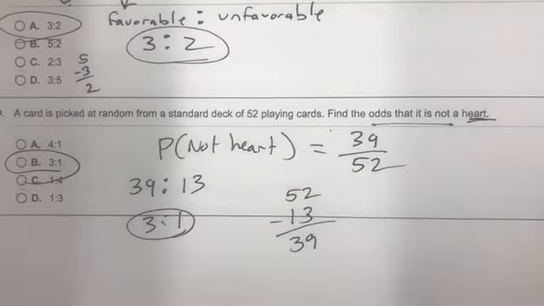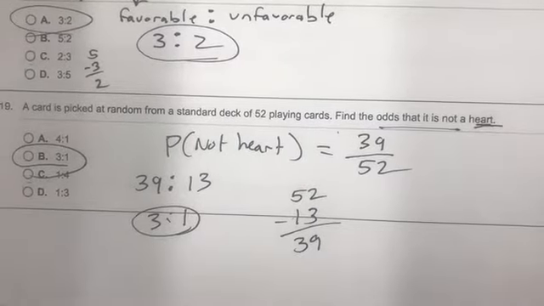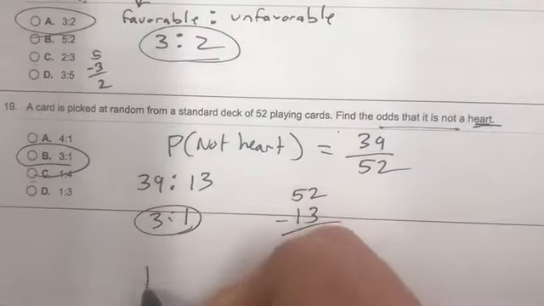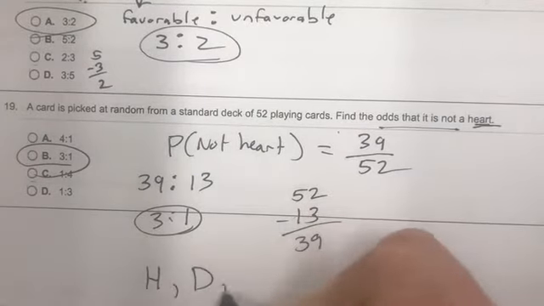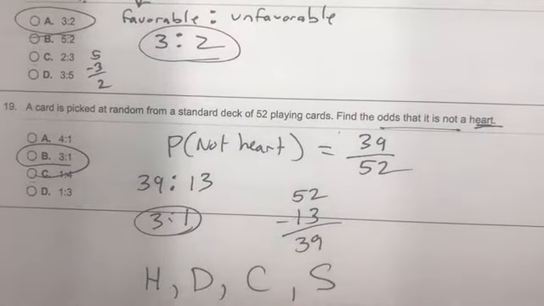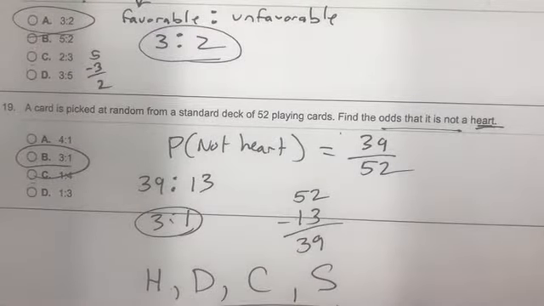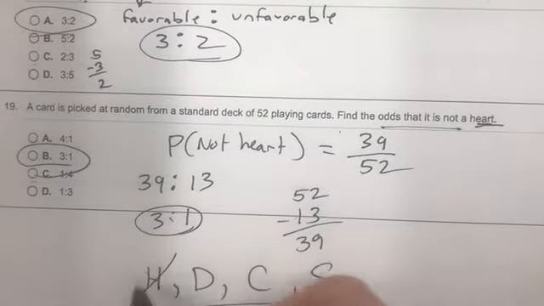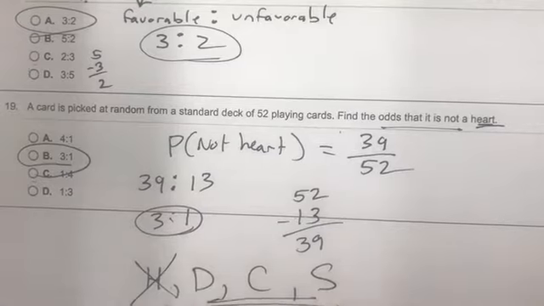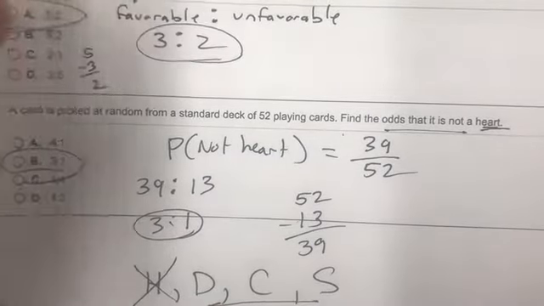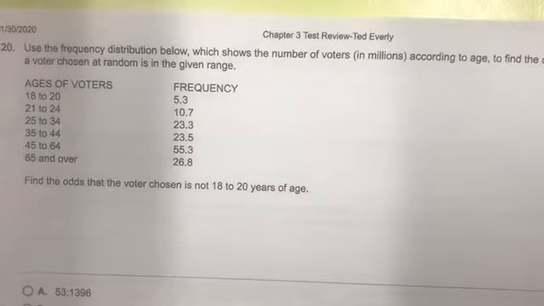You have 4 different suits. You have hearts, diamonds, clubs, and spades. Here's your 4 different kinds. So if you do not want a heart, it's going to be 3 to 1. So you could just look at it that way. What about 20?